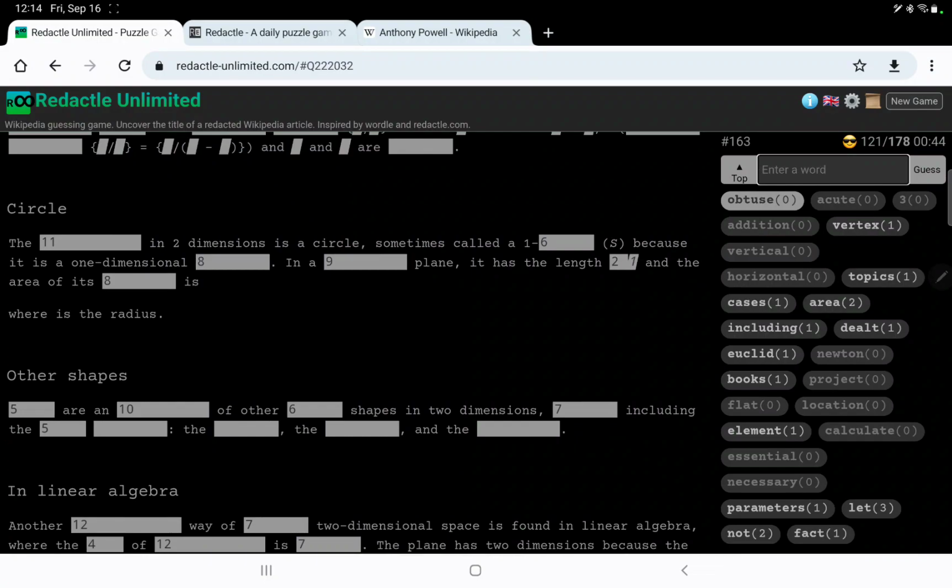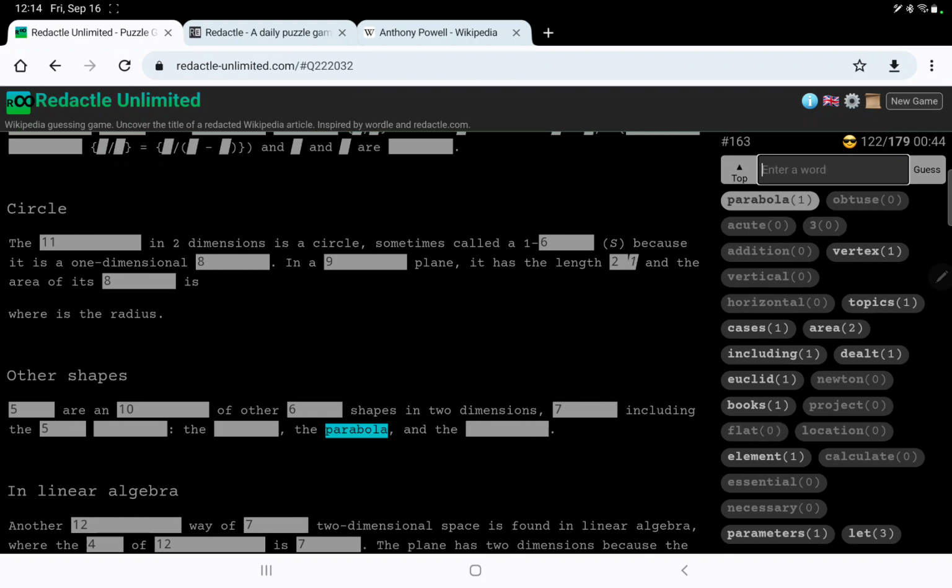So what is something in 2 dimensions? Is a circle? I mean, I'm thinking sphere, but maybe it's hemisphere. Oh, are we going to have parabola? We do have the parabola down below. The 7, the parabola, and the 9. Including, this must be the 3. No, the somethings. The 5, 8.